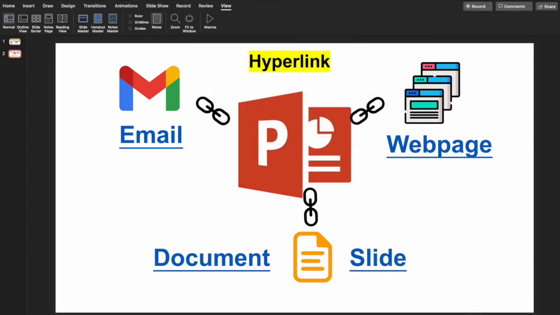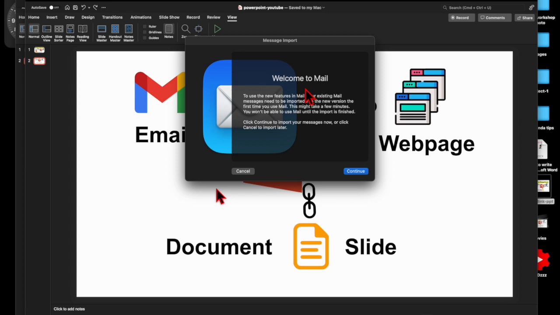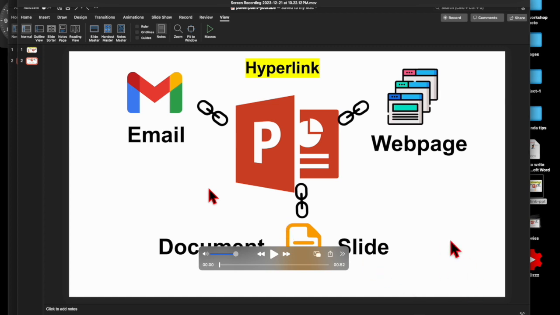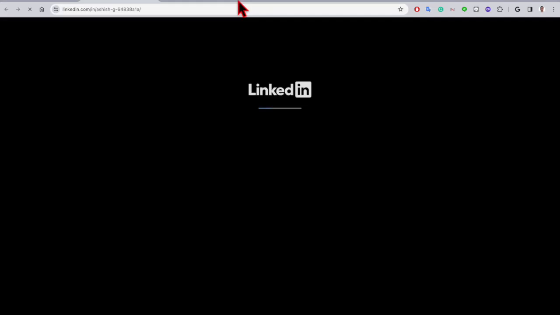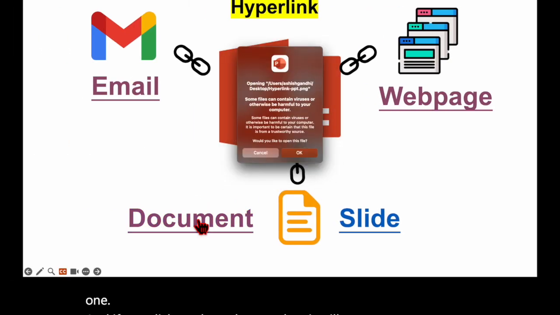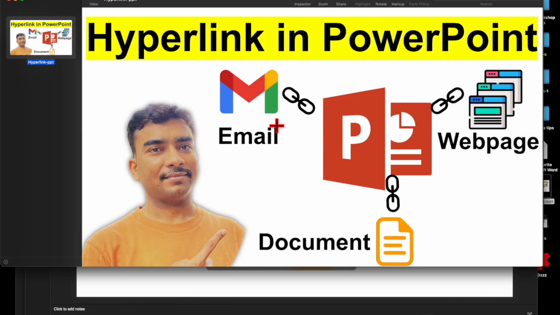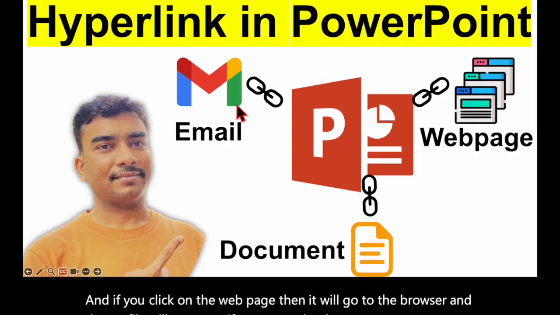Now go to the presentation mode, so slideshow. Now if you click on the email, it will open welcome to email because I didn't set it up, so right now I cannot go ahead with this one. And if you click on the web page, then it will go to the browser and the profile will get opened. If you go to the document, then it will ask you to open this document, click OK, and the document gets opened. Similarly, if you click on the slide, it will go to the previous slide.